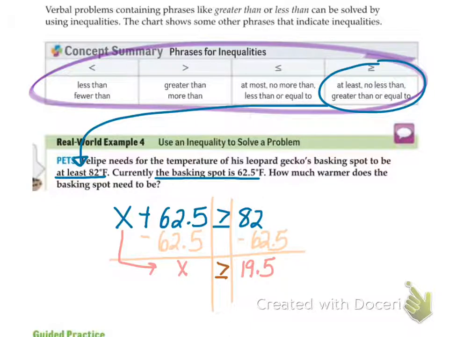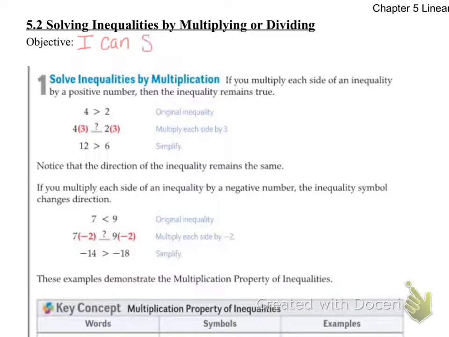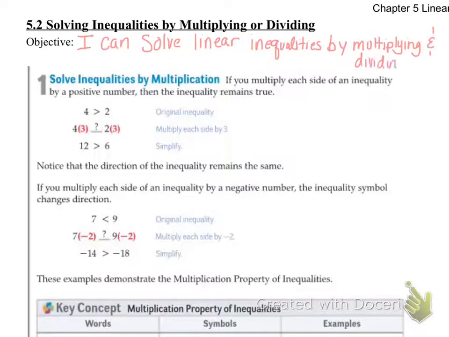Try the next word problem, pause the video, and we are going to continue on with 5.2. There's only 2 examples similar to this with multiplying and dividing. Then here is your I can statement for the next lesson: I can solve linear inequalities by multiplying and dividing, similar to what we were just doing.